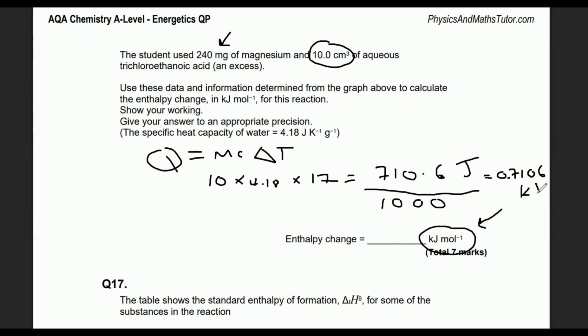0.7016, that's kJ. Now, what does this mole to the minus one mean? This mole to the minus one means divided by the moles. So I need to divide that by the moles. We're going to have to work out the moles. We're going to need to do the old mass over Mr times moles.